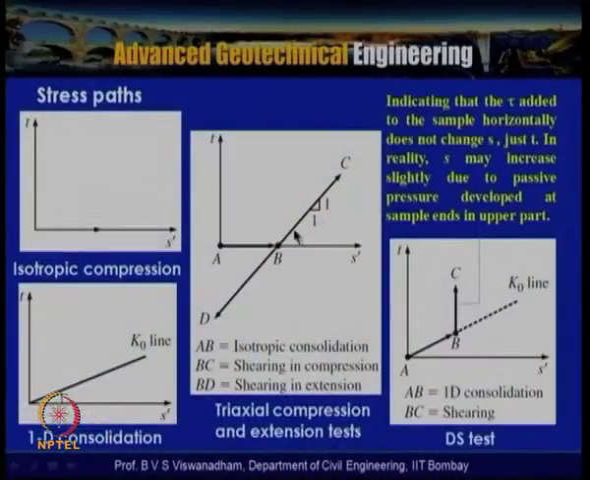Now, for the triaxial compression and extension tests, what we have discussed is either one vertical, one horizontal, 45 degrees case. This is towards the compression side, and this is towards the extension. So this is shearing in compression and this is shearing in extension. Shearing in extension means: AB is isotropic consolidation, and then BC changes from here. The stress path BC is shearing in compression, and stress path BD is shearing in extension.